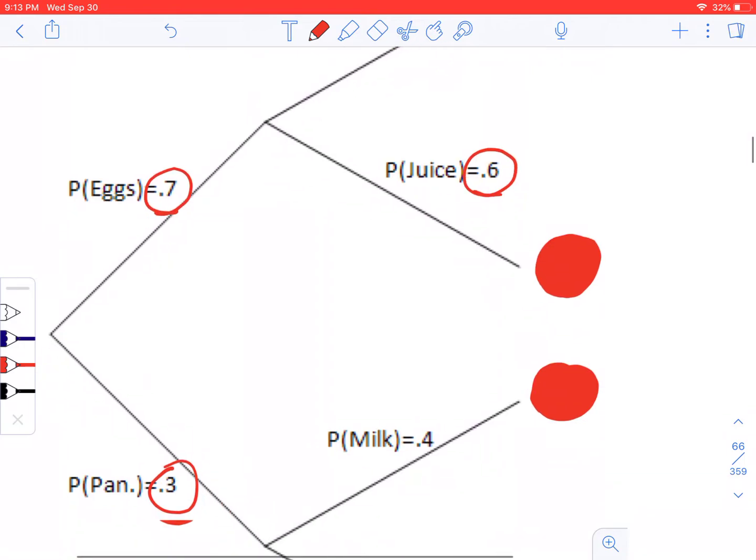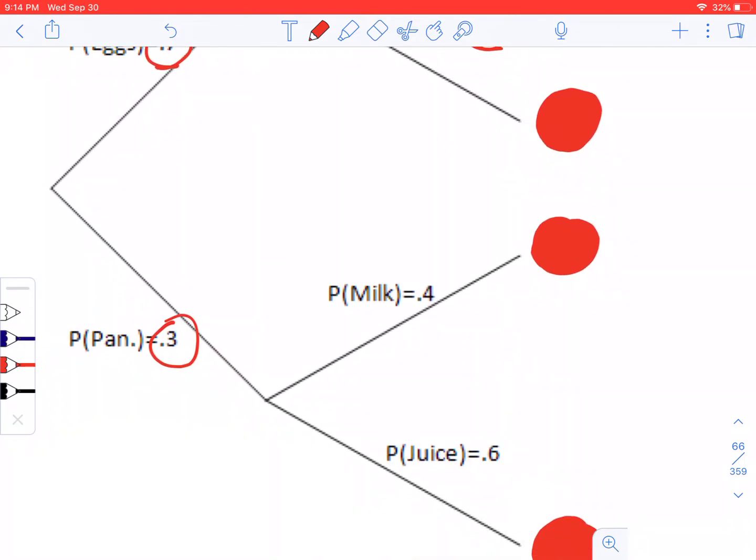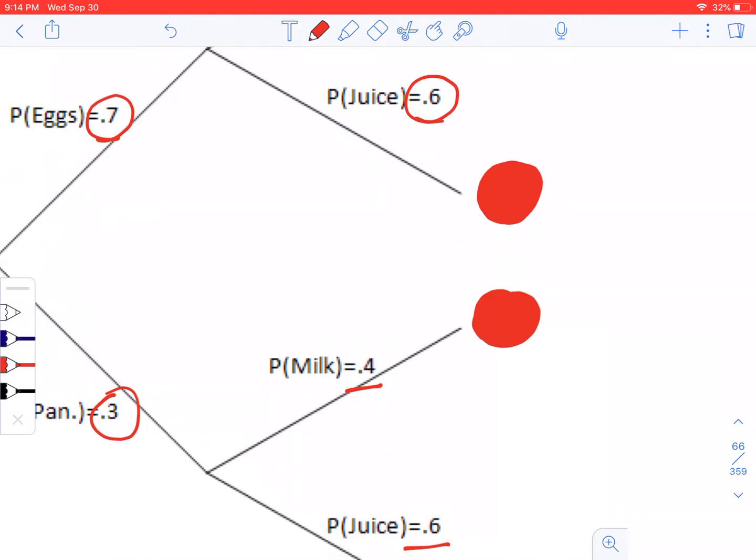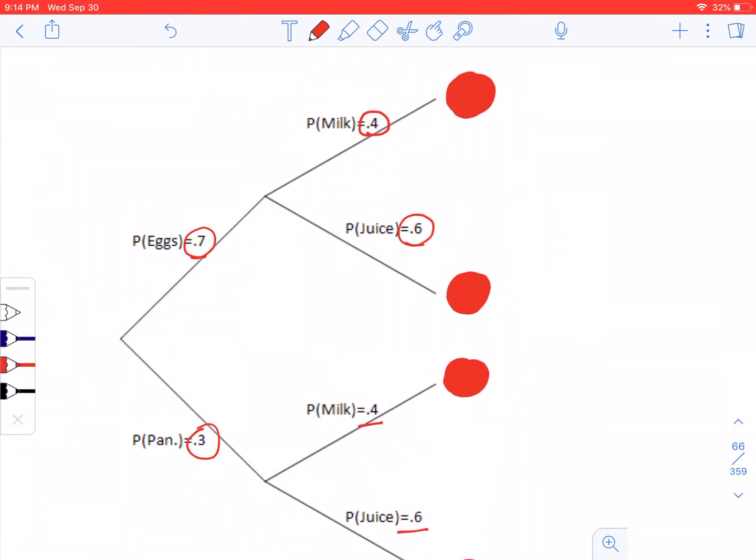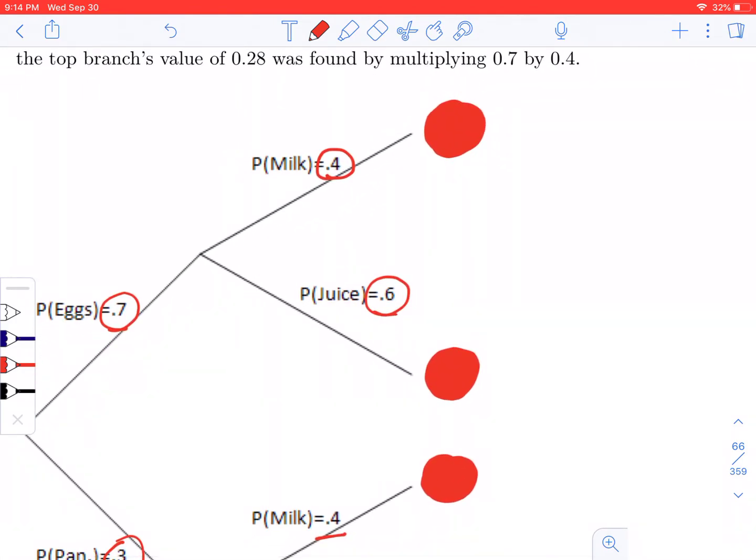And likewise, we come down to look at the milk, and same thing with the pancakes. We have 40% milk, 60% juice. So now let's look at each of these leaves. This first one up here would be the probability of choosing eggs and milk. Let's put a comma between them.